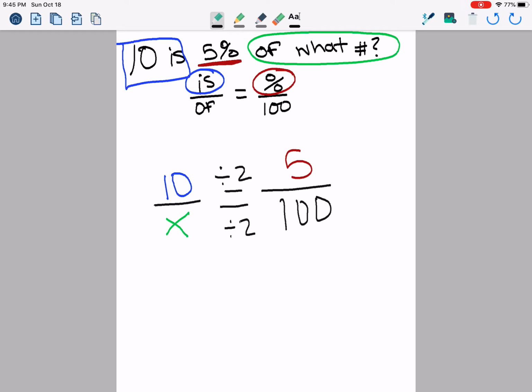So what divided by 2 equals 100? It's 200. So x equals 200.